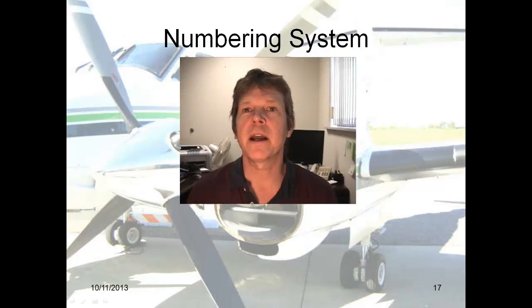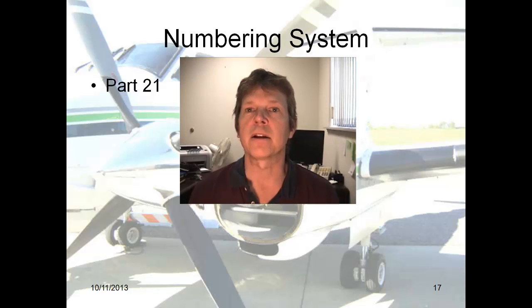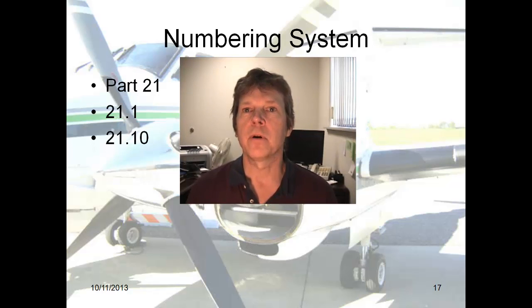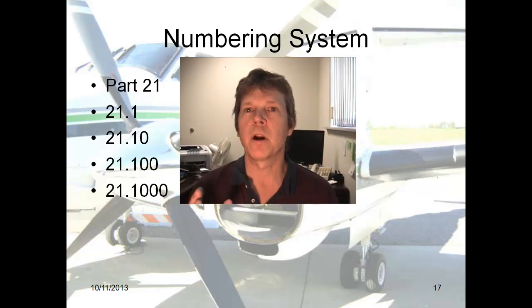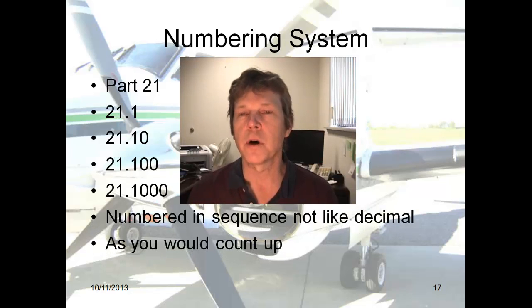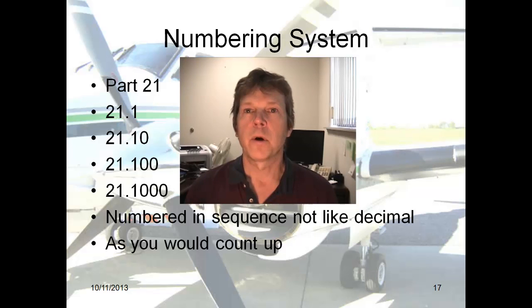Okay, numbering system. The FAA does a kind of a weird thing with their numbering system. Here we've got an example where we're looking at Part 21. Now, in that part, these are all individual regulations. 21.1 is a regulation. Now, when the FAA numbers things, they number from the decimal point out. What I mean is we're in Part 21, so all these regulations are Part 21 regulations. And then you have 21.1, .3, .5.